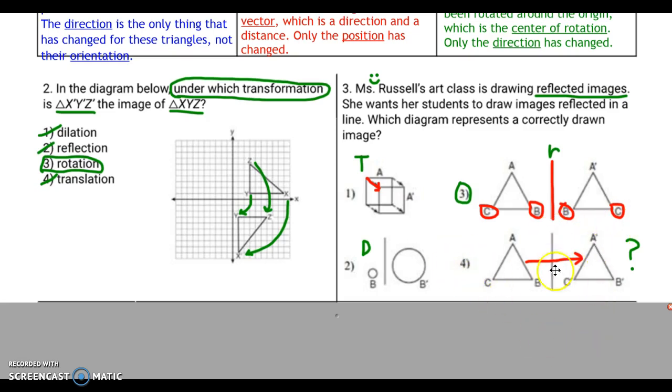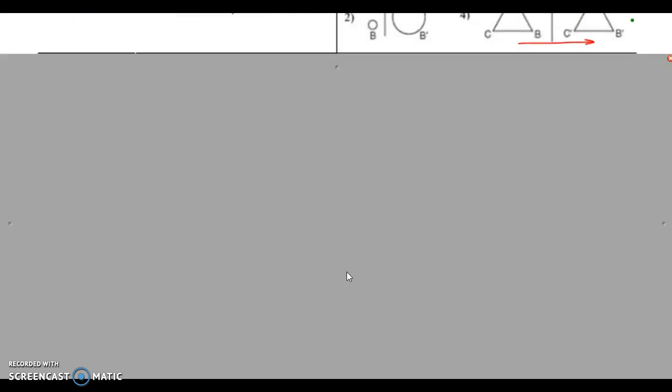For number 4, this line is kind of there for no reason because this is not a reflection as it looks like. This is actually a translation. We went from C to C prime, from B to B prime. You can actually take this vector and show that we've extended point C to point C prime, and that same exact vector is being used to change A to A prime, change B to B prime. So using that vector, we can easily see that it's a translation. All right, take a look at numbers 4 and 5, pause the video, and then I will show you the answers.